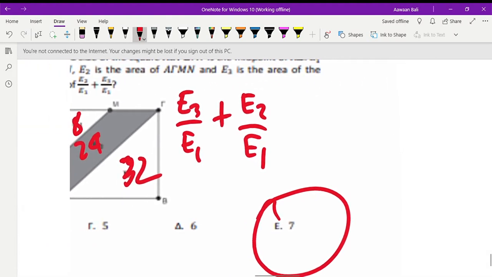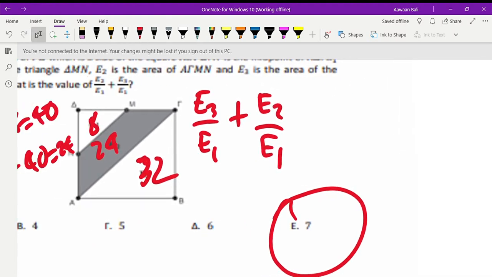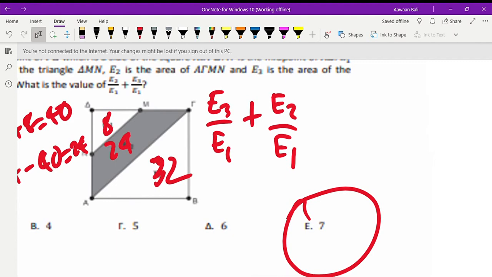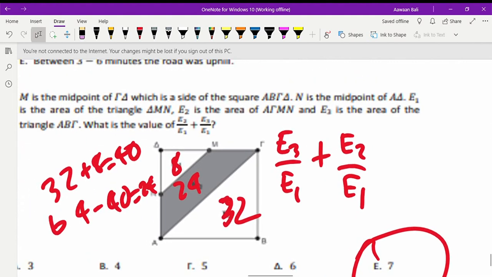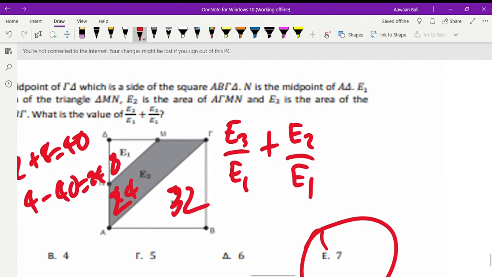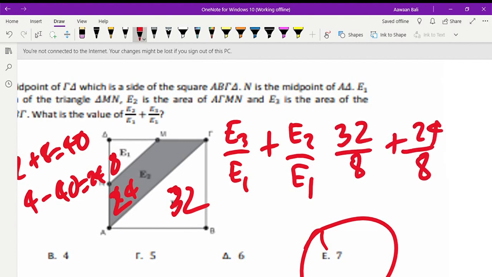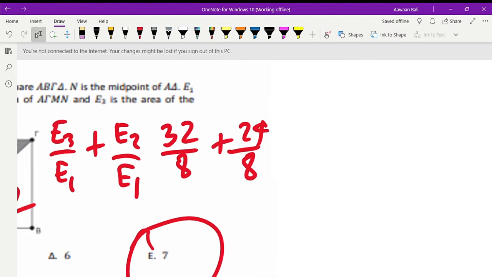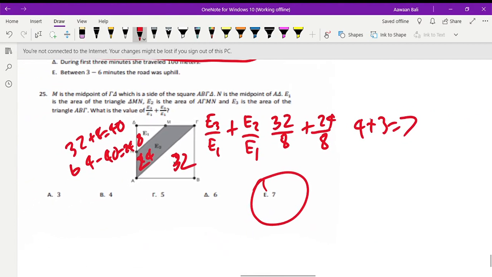Now we have, wait, I don't see them. 24, 8, yes, okay. So that means that it's basically asking 32 upon 8 plus 24 upon 8. 24 divided by 8 is 3, 32 divided by 8 is 4, 4 plus 3 is 7. So therefore your answer is eta 7.